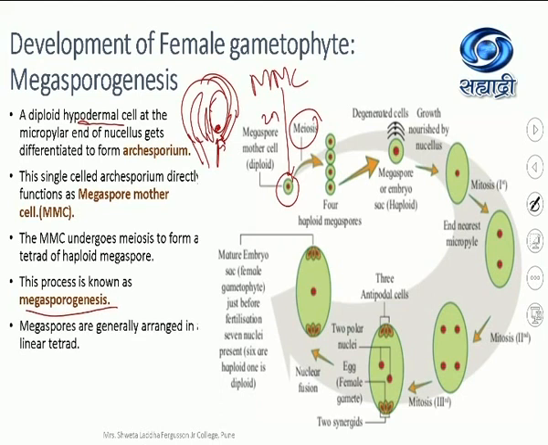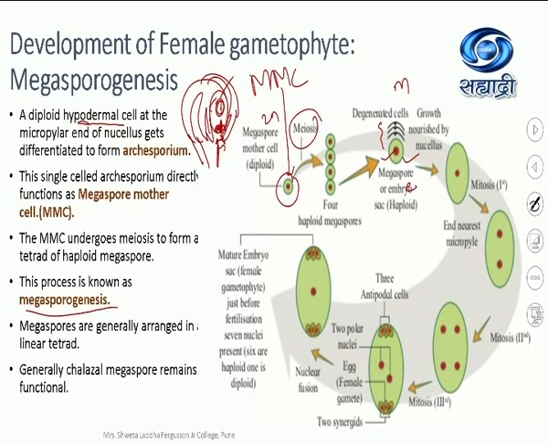Megaspores are generally arranged in a linear tetrad. They are arranged in a straight line. Generally, the chalazal megaspore remains functional. Chalazal means towards the top. So, this diagram is upside down. Here, this side is the micropyle and this side is the chalaza. No issues. You try to understand which one remains. The one which is towards the chalazal end remains and the other 3 degenerate. The ones towards the micropyle degenerate.